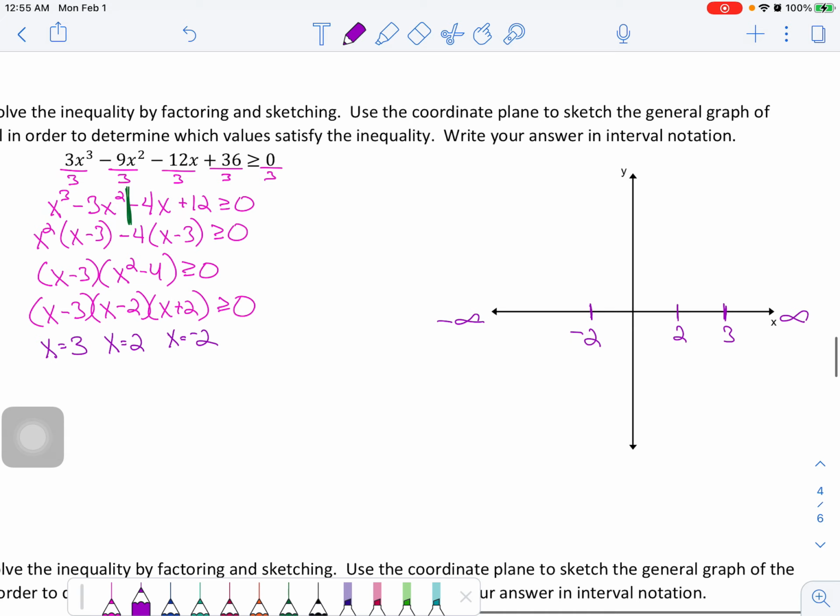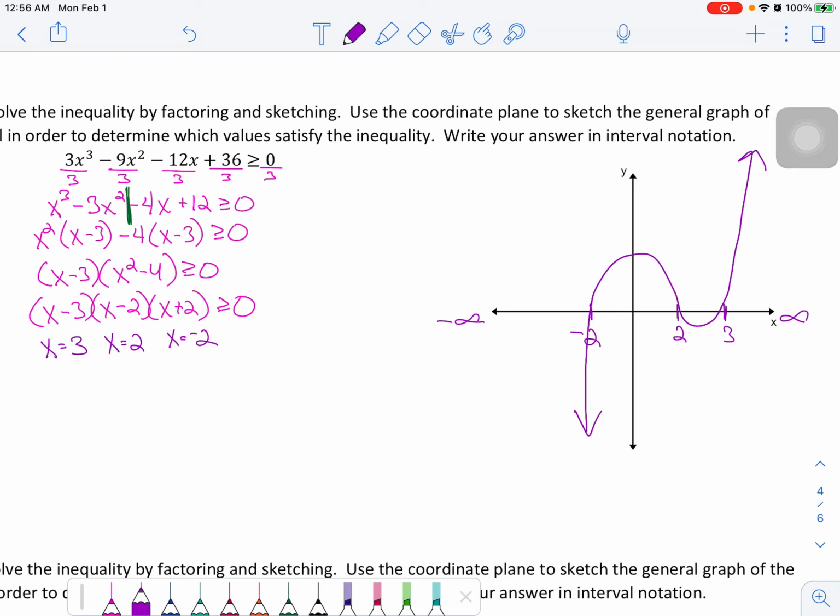So way back at the beginning of this problem, this was originally a positive x cubed. And so because it's a positive x cubed, I'm going to start down low here, curve through all of my x-intercepts, and end on a high part of the graph. So curve, curve, curve, close enough. It doesn't have to be absolutely perfect. We're just getting the basic shape of the graph.